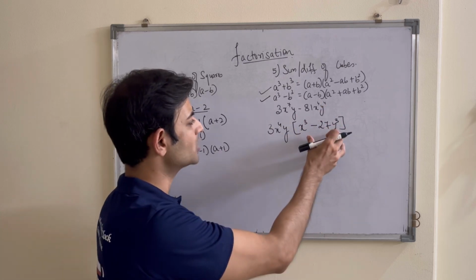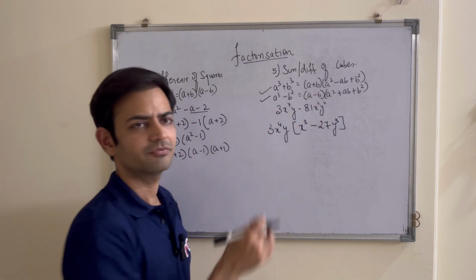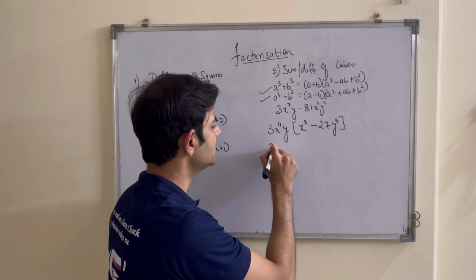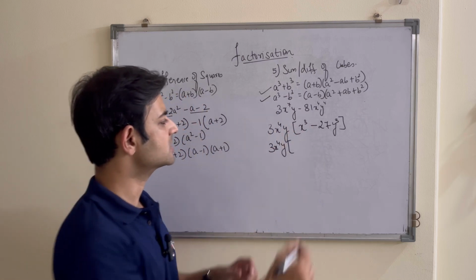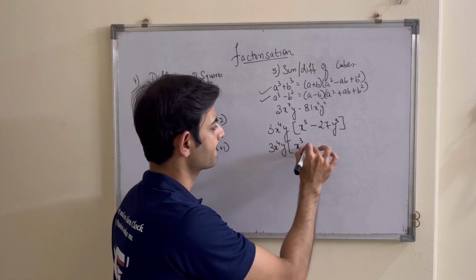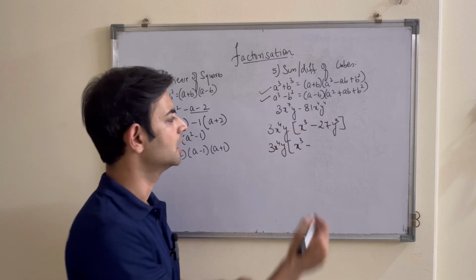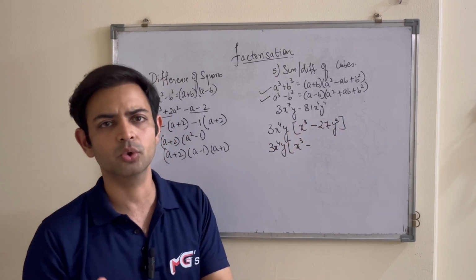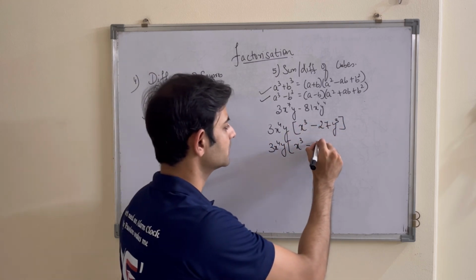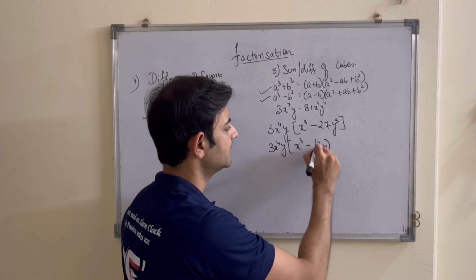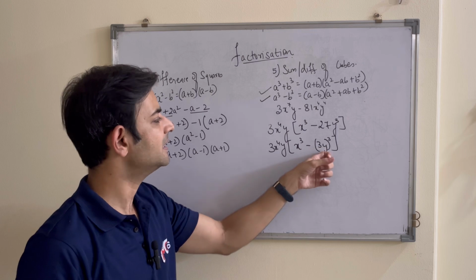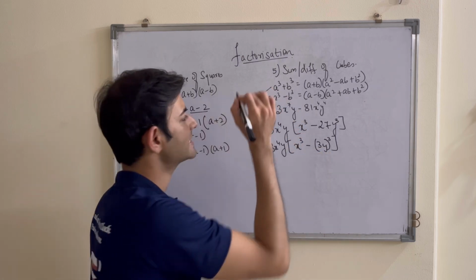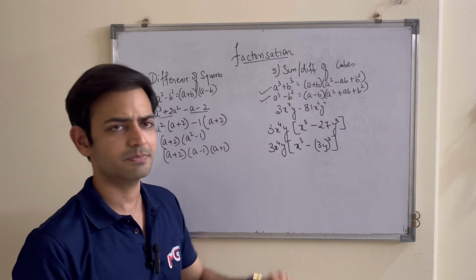Now we'll try to put this one in any of these formulas. So I have 3x power 4y as it is. X cube shall stay as it is, minus 27. So 27 is a perfect cube of 3, so 3 into y, the whole cube. So now my a is x and my b is 3y. I will apply the second formula, that is a cube minus b cube.